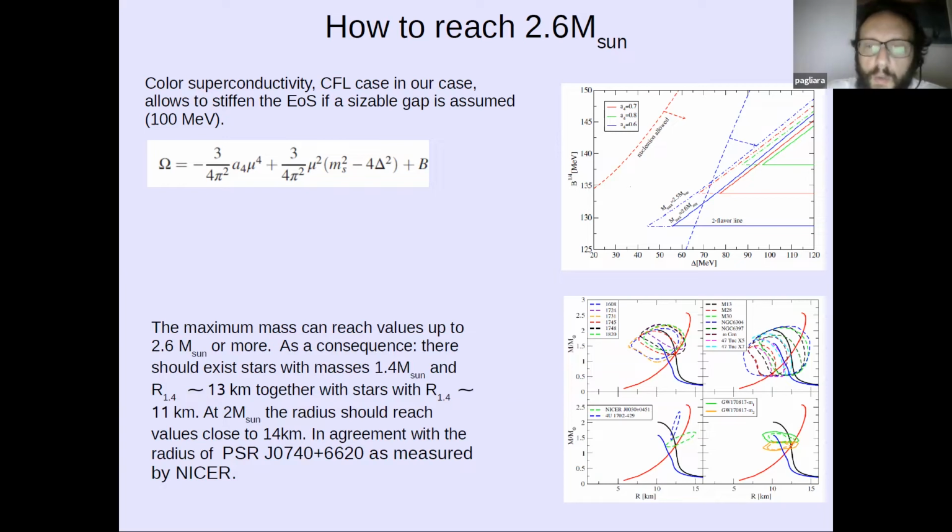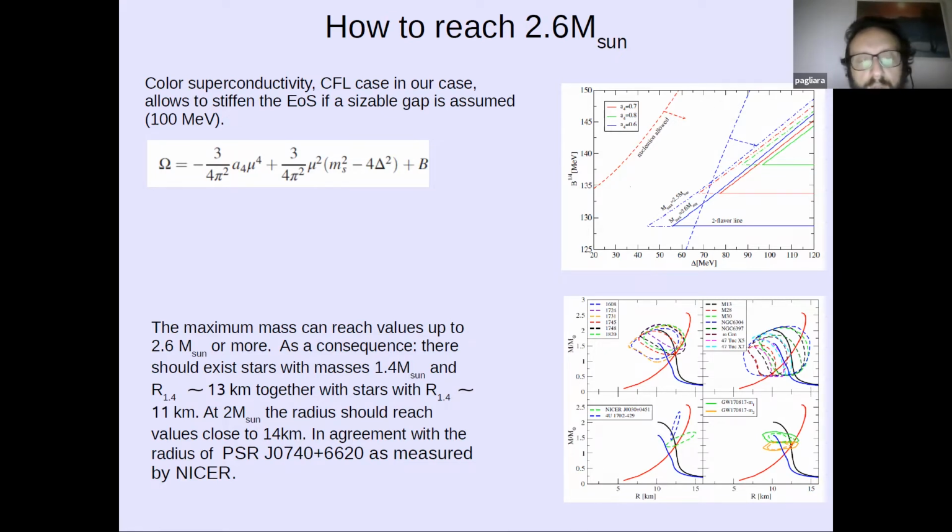So it's easy to reach 2.6, but one has to assume, for instance, a superconducting gap in the central part of the star. And when putting everything together, as you see in this plot, we can reach 2.6 with quark stars, and we can also have stars with small radii. Indeed, when sitting at 1.4, we could have objects with radii of the order of 13 kilometers, which are interpreted in our scenario as quark stars, but we can also have radii of the order of 11 kilometers, which are interpreted in our case as being hadronic stars.